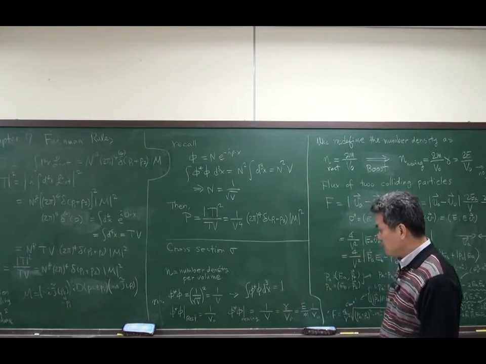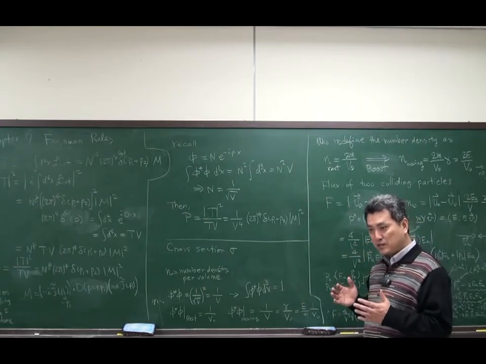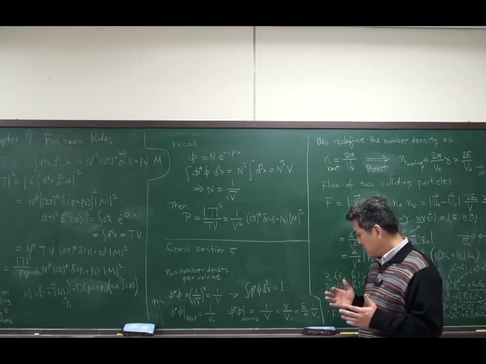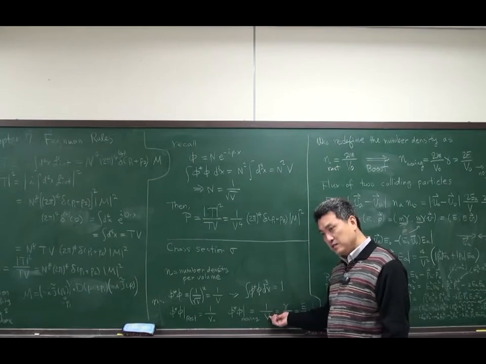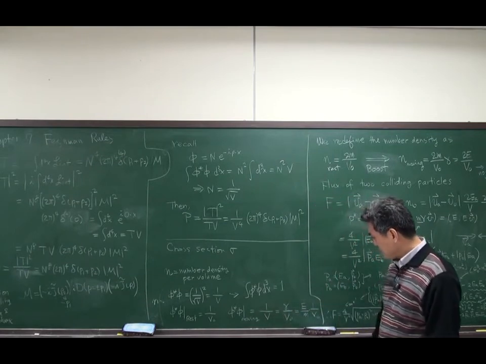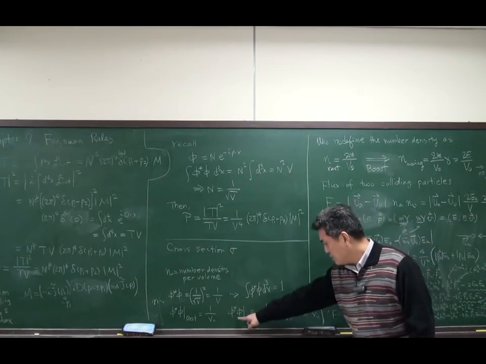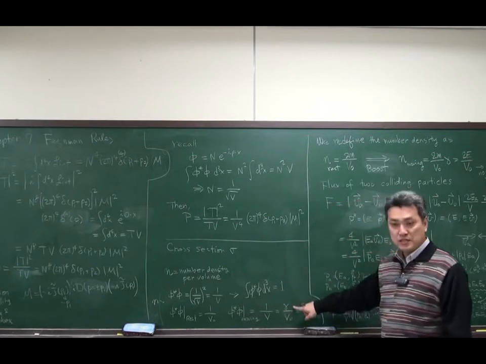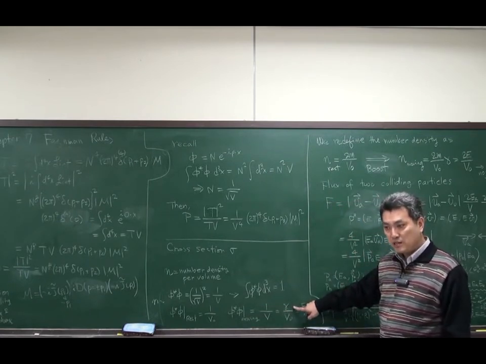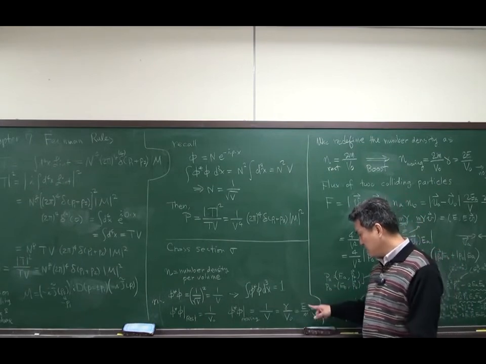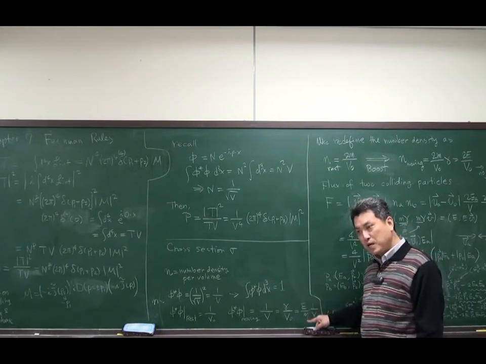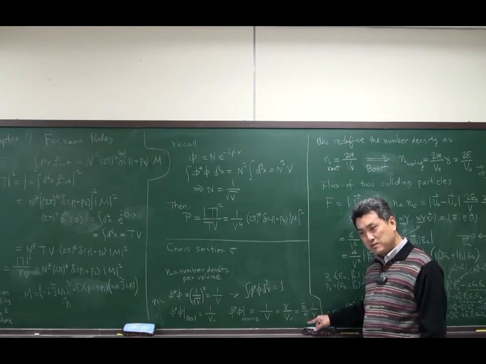If a particle is moving, the space is now contracted, so this V is decreased. Right, so the number density increases by a factor of gamma. And the gamma is just the energy of that particle divided by rest mass. Remember?